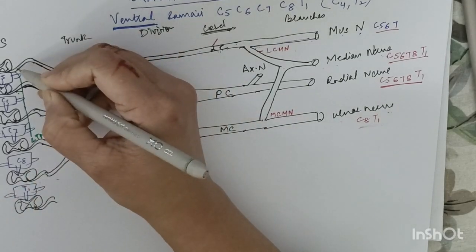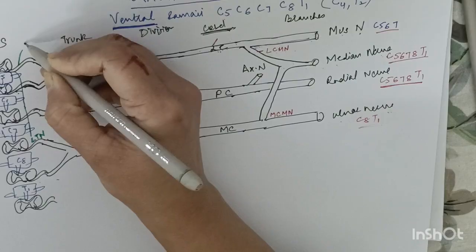There is another which arises from C5 itself. This is called the nerve to subclavius.